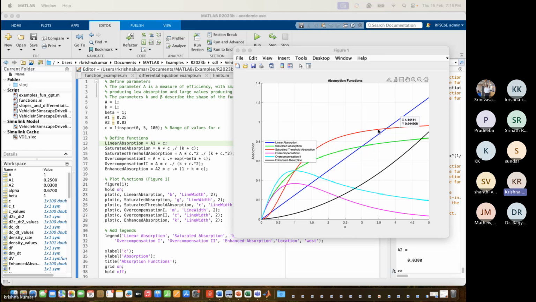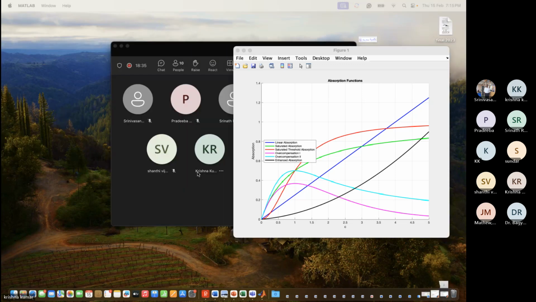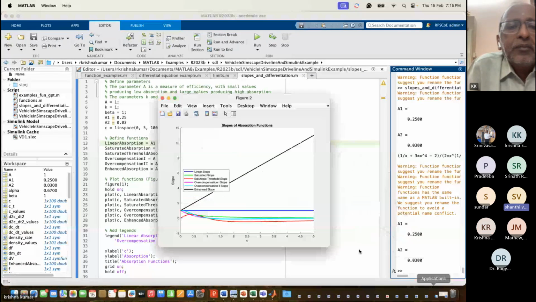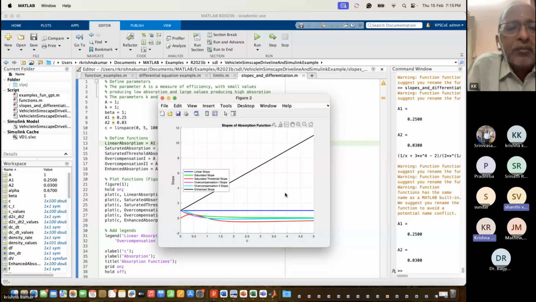Okay. Now, the second one. A into C divided by K plus C. So that is this green guy. Right? So in this case, do you have a maximum value? Is it A? Anyone else? Is it A into C only? It can't be A into C. That value has to be the maximum.